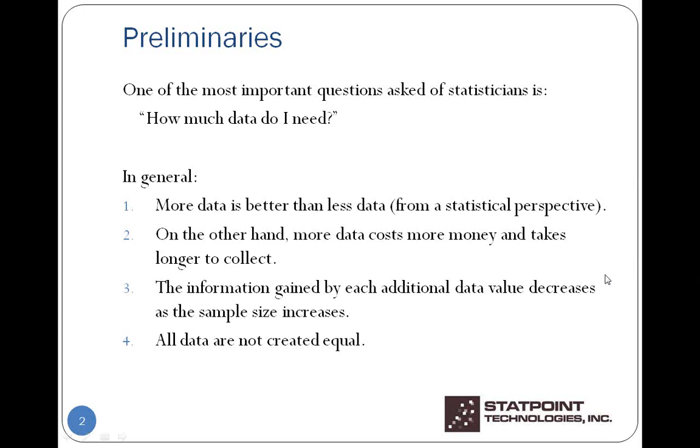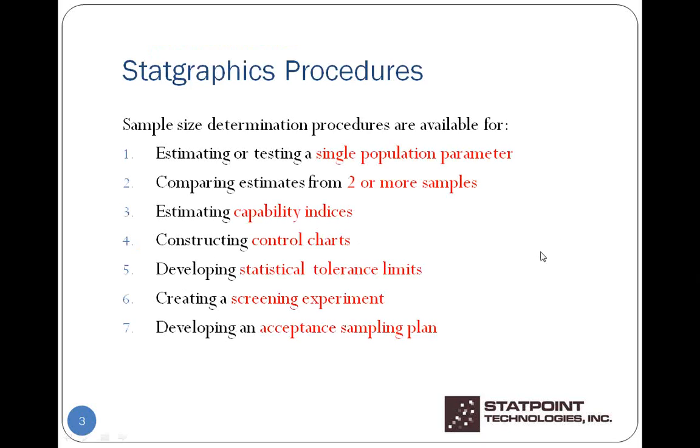Okay, now, if we look at the sample size problem, Statgraphics actually has something like 7 different procedures that are built into the menus to help you determine what a reasonable sample size is for different types of problems. And we're going to be actually looking at these 7 problems this morning. The first problem has to do with estimating or testing a single population parameter, where I'm going to go out and take a sample of items and try to estimate a mean or a standard deviation or a proportion or a rate, something like that.